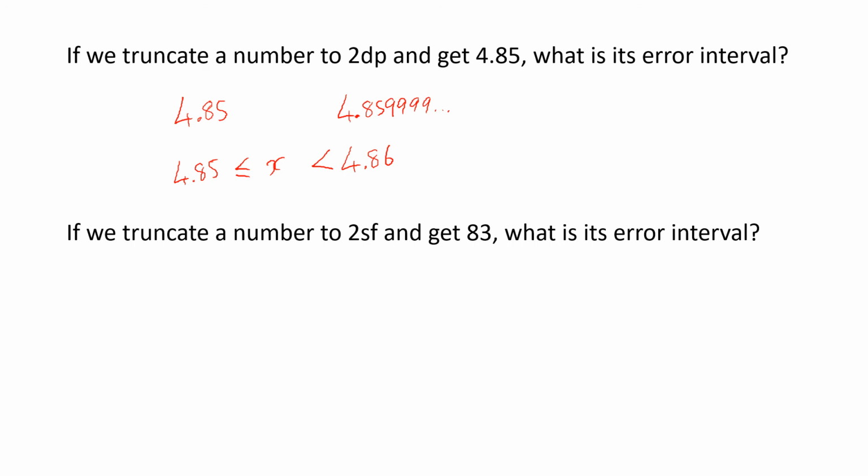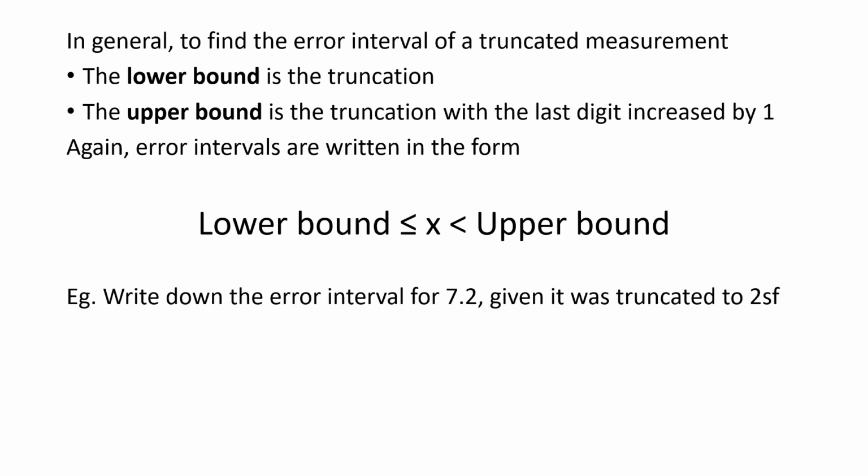Similarly, we're going to truncate a number to two significant figures and get 83. The 3 is our second significant figure. 83 is obviously the smallest we could have, and then the biggest we could have would be like 83.999... So we'll just say less than 84. So in general for truncation, the lower bound is just whatever you truncated it to. The upper bound is just with the last digit increased by 1. So for example here, if we had 7.2 truncated to two significant figures, the lower bound is just 7.2, the same number. The upper bound, we change that 2 to a 3. So you don't have to think about it too much.